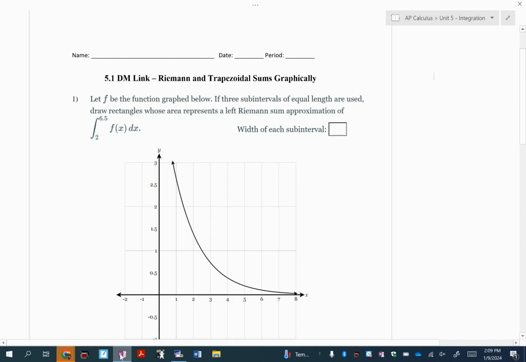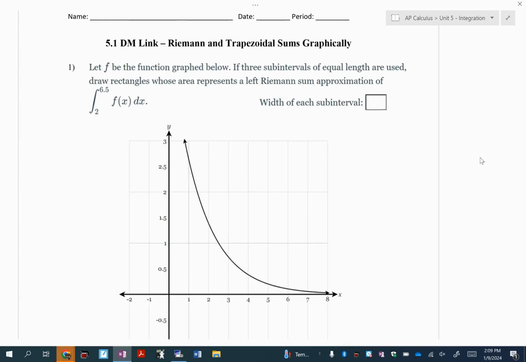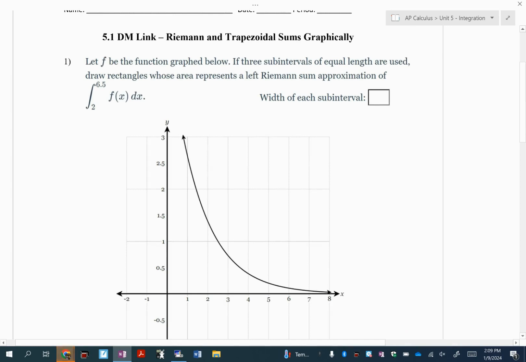All right, let's get started. We're going to do the Riemann and trapezoidal sums. You'll notice I'm only going to do two with you guys. There actually are four different options here that you're going to see when you do the Delta Math link on your own here in about 10 minutes.